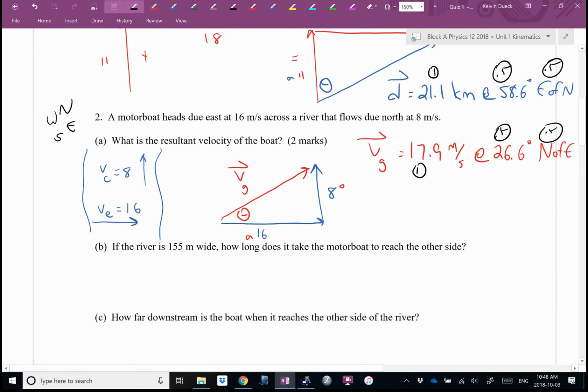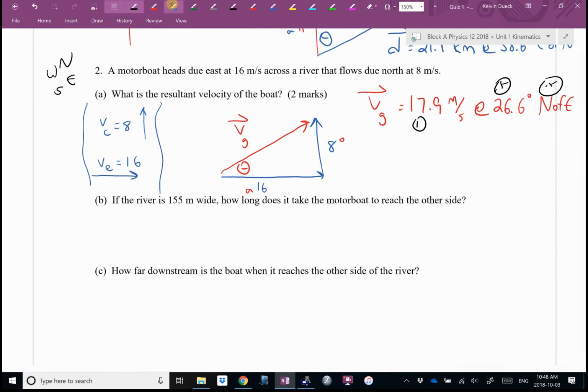Okay. How long did it take the motorboat to reach the other side? I'm going to use d equals v_i t plus a half a t squared, but I said to you we're not going to have any acceleration, which means I can modify this equation to d equals vt. So I'm going to use the idea that time equals distance over speed. Now the 155 runs that way. Which velocity am I going to use? The 16, not the 17.9, not the 8.